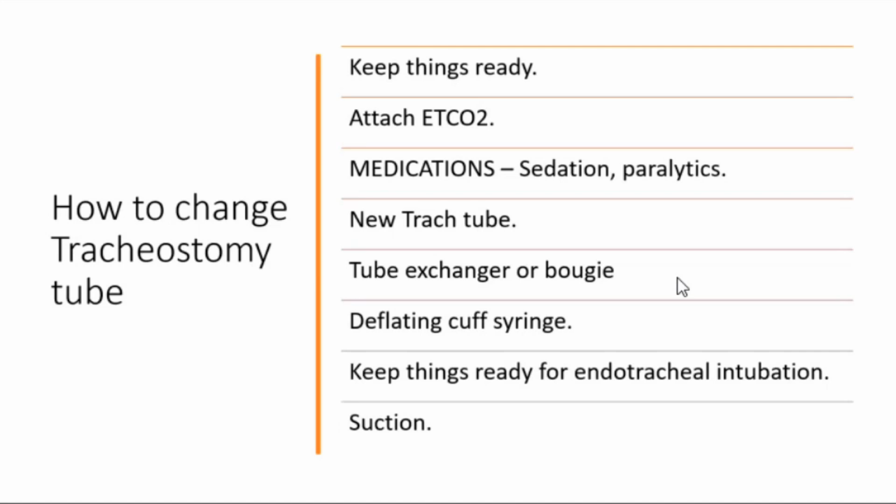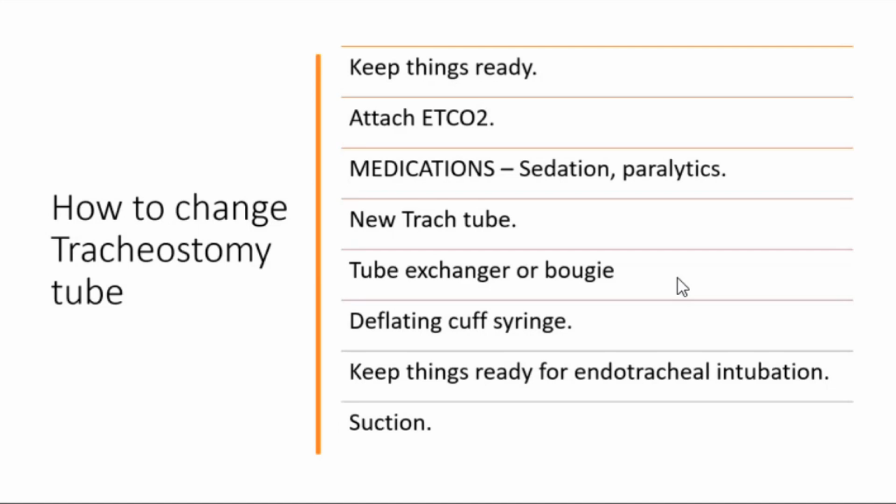So most of the tube changes happen in the ICU in a controlled environment, but sometimes neurosurgery residents, if the patient is stable, do change the tube, particularly if it's an old tube. So the steps are, first, keep things ready: smaller size tracheostomy tubes and difficult airway equipment. Always ask for an end-tidal carbon dioxide during a tube change.